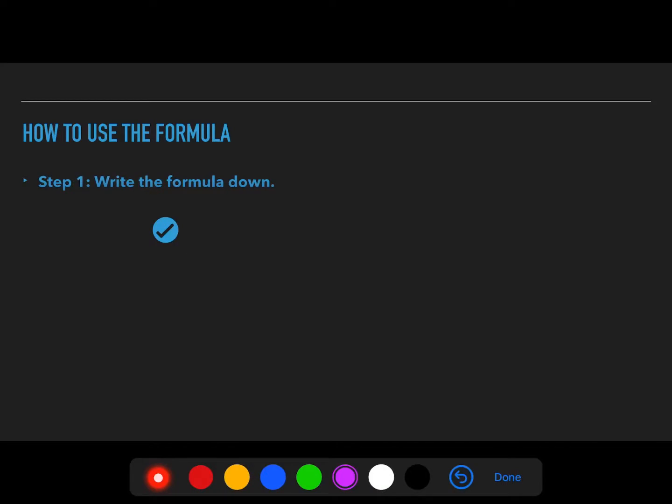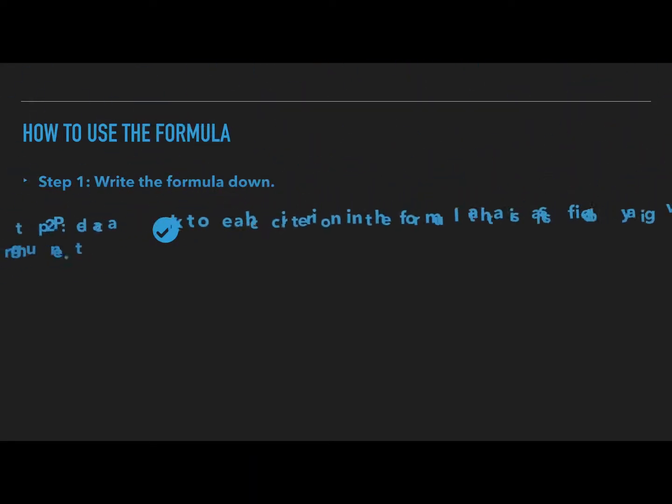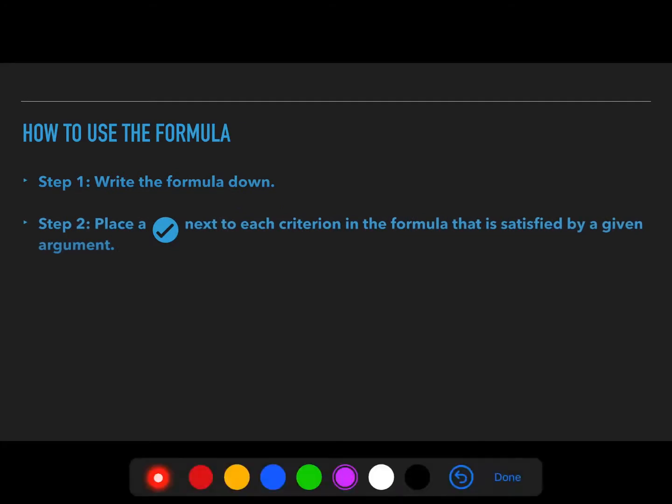So step one in using the formula is always to write it down. Just write down the formula. Okay? The second step is that we're going to use little check marks next to each part of the formula that is satisfied, that we know to be satisfied by a given argument. So if you know an argument is valid, you put a check by the V. If you know that it has all true premises, you can put a check by the T sub P.